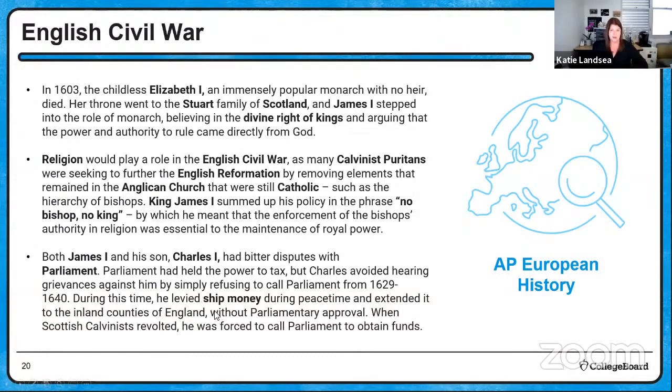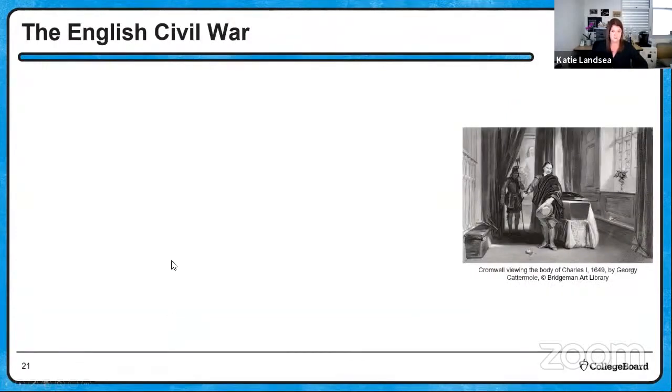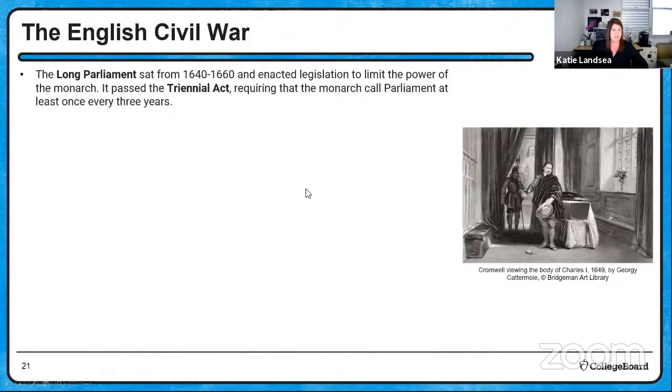without the approval of Parliament. So a little creative fundraising for Charles I, that's ship money. Also, when Scottish Calvinists revolted, he's forced to call Parliament to get funds for his war. So the Long Parliament actually was there for 20 years, from 1640 to 1660.